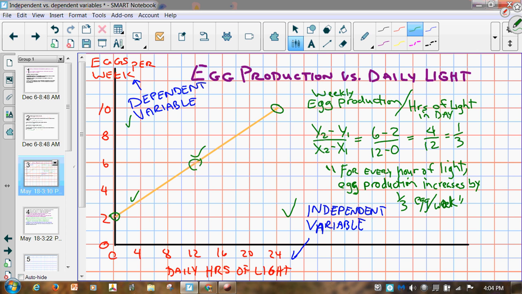Okay, and I know it's a little bit hard to read, but you get the idea. And so that's what this is all about: independent and dependent variables. And we can graph that. We can use that when we analyze graphs and data such as that.